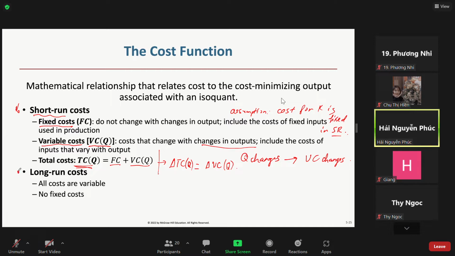Now what about the long run? In the long run, we assume that all the inputs are variable. All the inputs are variable. So it means that in the long run, all the costs are going to be variable, and the fixed cost in the long run would be equal to 0. No fixed cost in the long run. Yeah, all the costs are going to be variable.